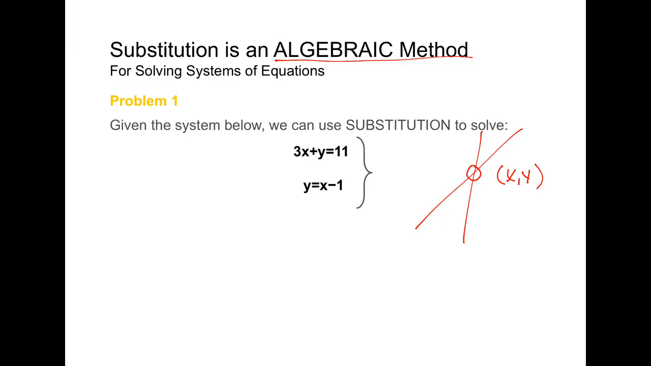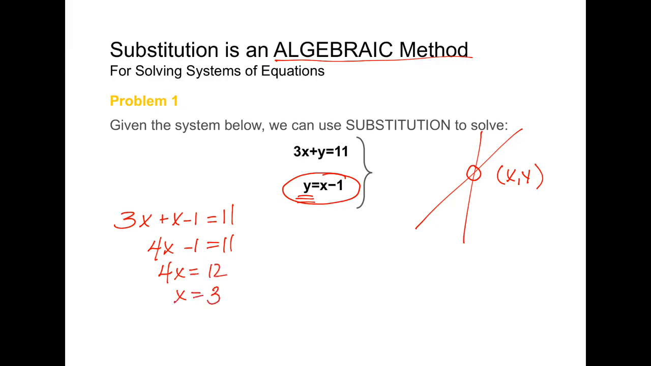And we do that by solving first for one of the variables. In this case, one of our equations is already solved for y. y is equal to x minus 1. So just like we did before, we'll substitute in x minus 1 wherever we see y. And we'll solve for x. So again, we already did this. So we have 4x equals 12 and x equals 3.